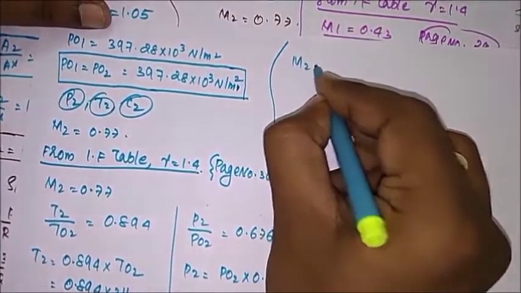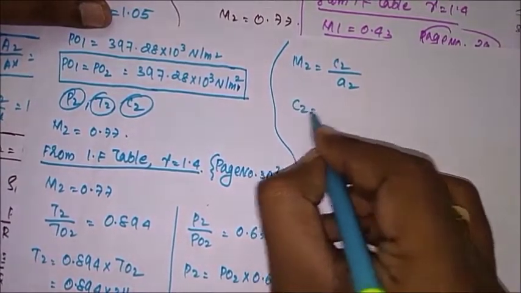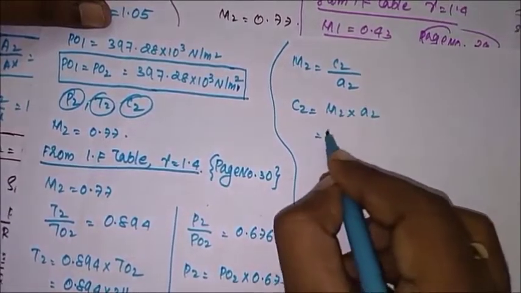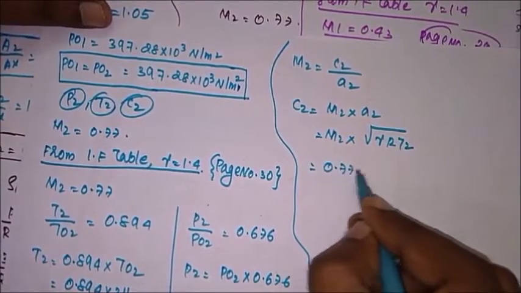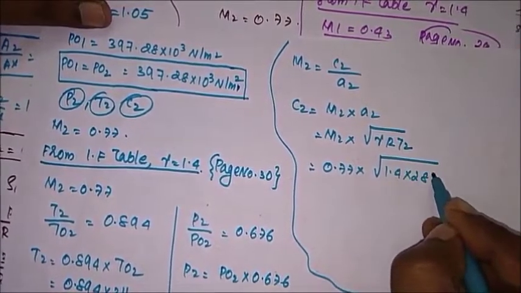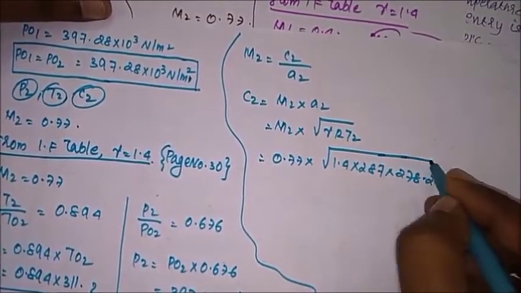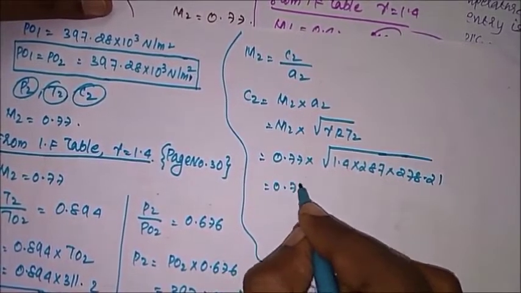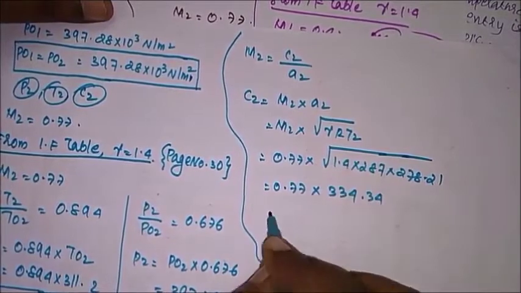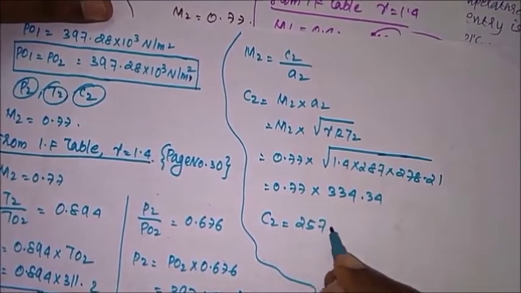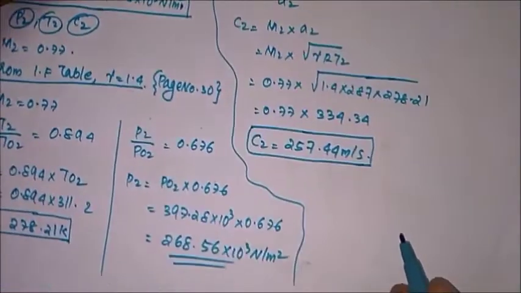We know that M2 is equal to C2 divided by A2. Therefore, C2, the exit velocity, is equal to M2 into A2, that is M2 into square root of gamma R T2. That is the exit Mach number 0.77 into square root of 1.4 into 287 into the exit temperature 278.21. That is 0.77 into 334.34, so C2 is equal to 257.44 meter per second.